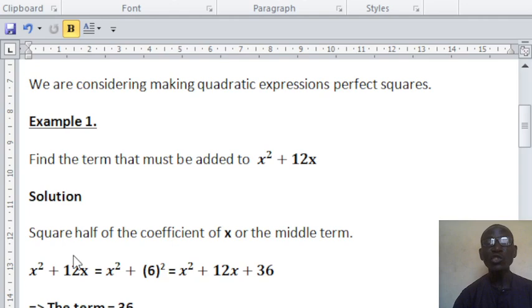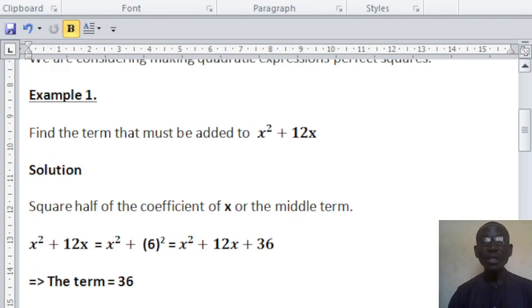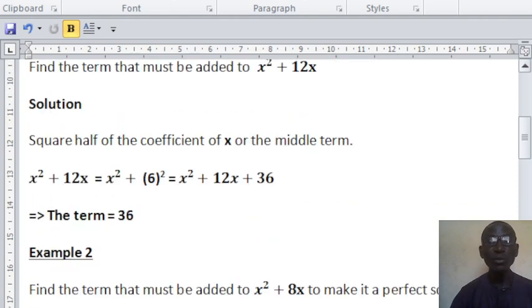Square half of the coefficient of x, or the middle term, which is 12x. You have x squared plus 6, which is the half of 12. Square it, you have x squared plus 12x plus 36. Now the term you are looking for is 36, which if you add will give you a complete expression.